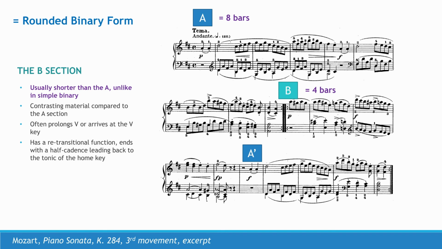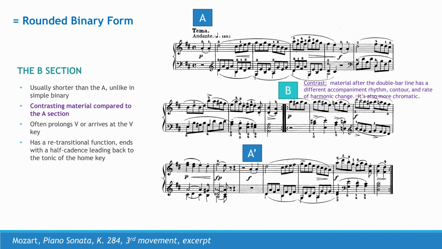All right, let's now take a look at the properties for B sections. Our first property, we expect B sections to be usually shorter than the A, unlike in simple binary. The easiest way to do this when you're doing analysis is literally just to count how many bars are in each section. So I've gone and done that. We have 8 bars in our A section and 4 bars in our B section. This pretty easily proves that the B is shorter than A. Next feature, B sections have contrasting material compared to the A section.